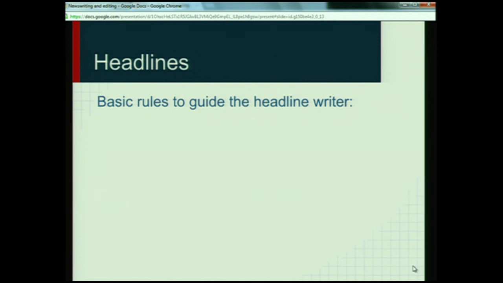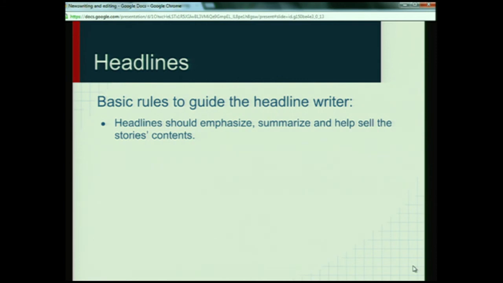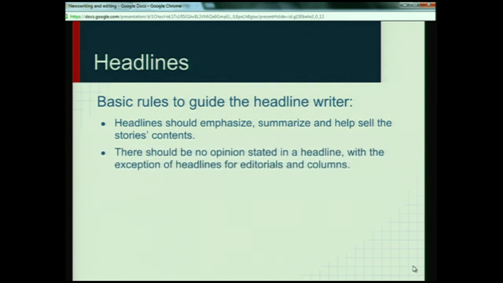Okay, basic rules to guide the headline writer. And I tell my kids to write the story first and then get to the headline, but we'll talk a little bit about headlines. They should summarize the story. They should emphasize the heart of the story. There should be no opinion stated in the headline. Our girl dance team is called the Montanas, so we have Montanas that perform at homecoming. But you can't put "Montanas rock." That's opinion, okay? So you've got to keep that out of there.